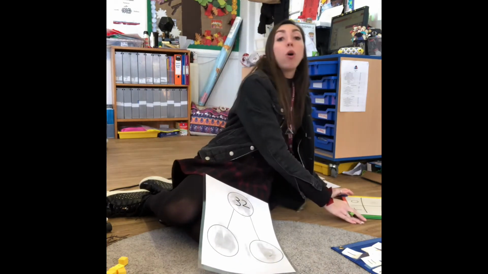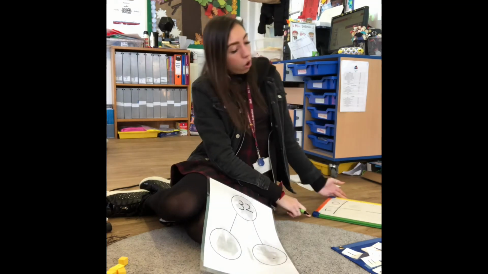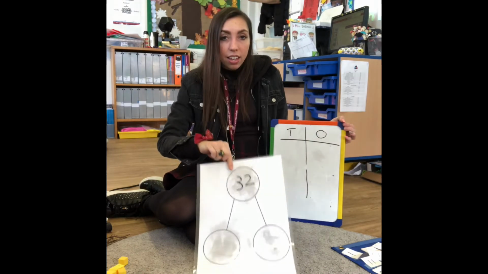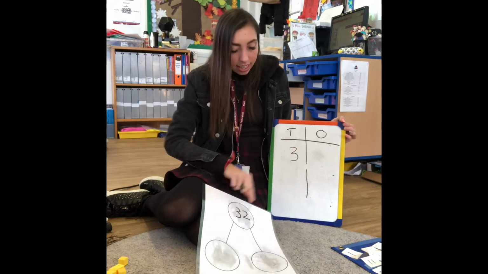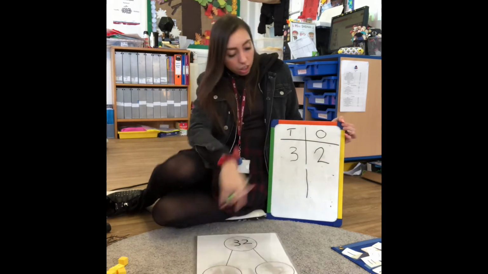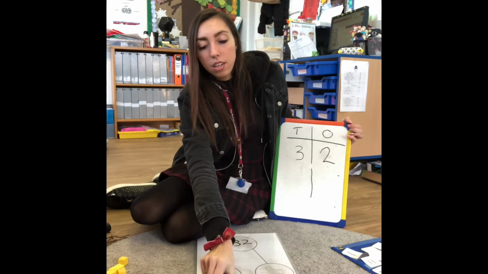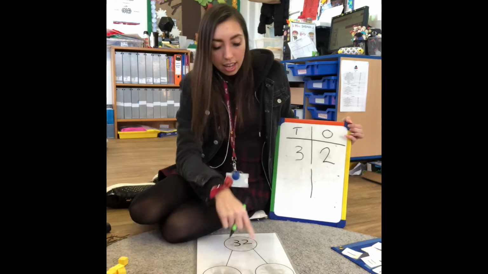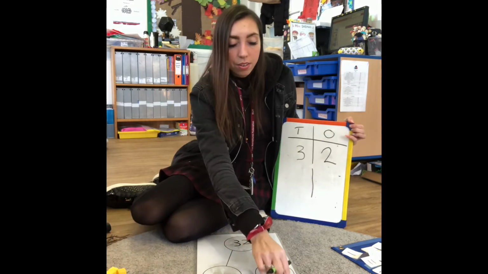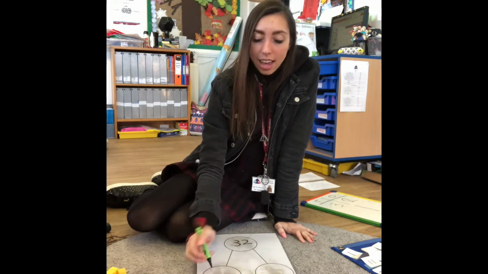Now this is where, if you want, you can either do it straight into your 10s, or you can separate it into the columns. So first digit, 3, second digit, 2. Right, so now I need 3 10s. 1, 2, 3, and 2 1s. 1, 2. So now I can count, can't I? 10, 20, 30.